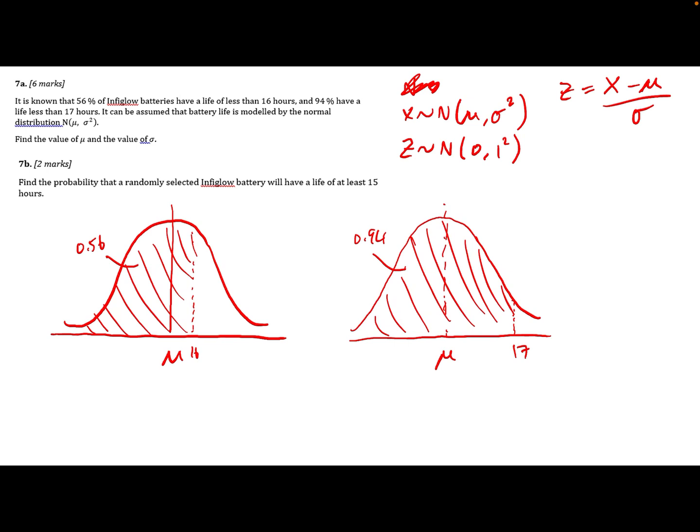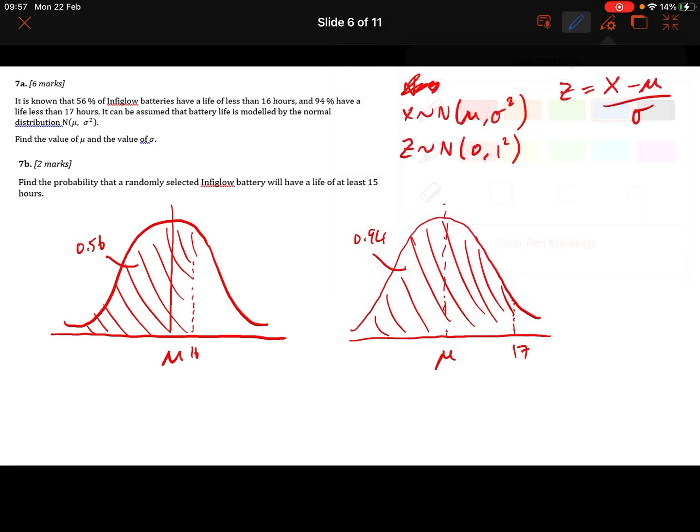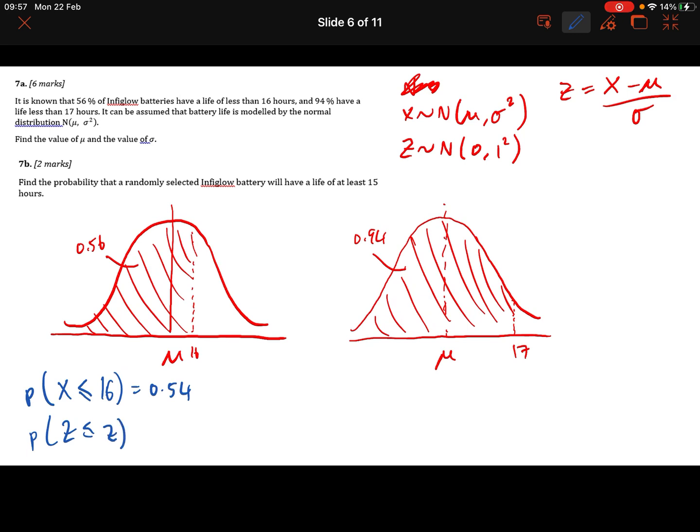If we can find the z values, we're going to be able to make equations to find the mean and the standard deviation. So all we're going to do is use my calculator for that. What I know is the probability that my value is less than or equal to 16 is equal to 0.56. So we've got to work out what z value also gives that same answer, and for that, you just use your calculator.